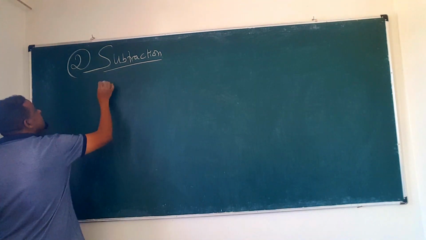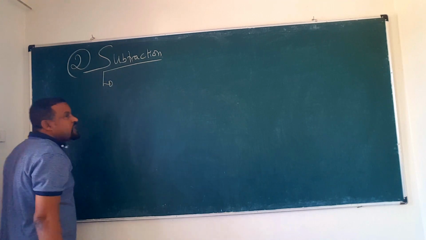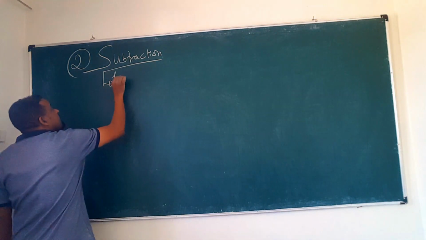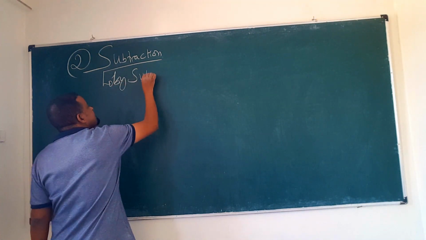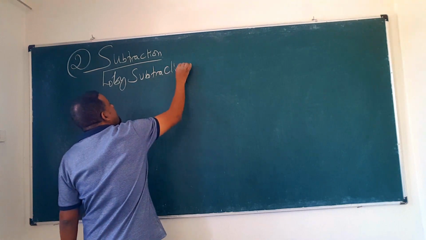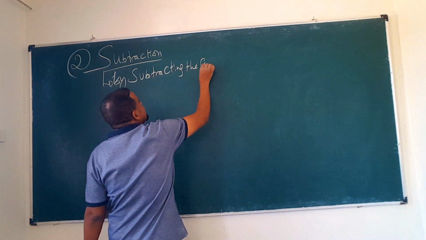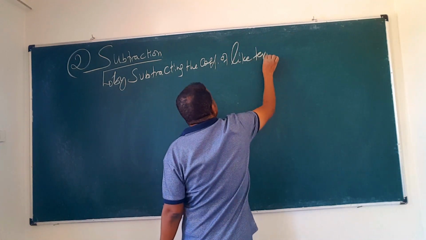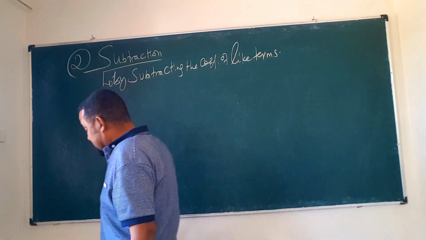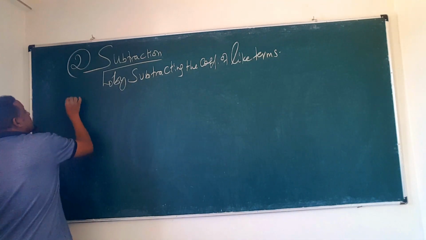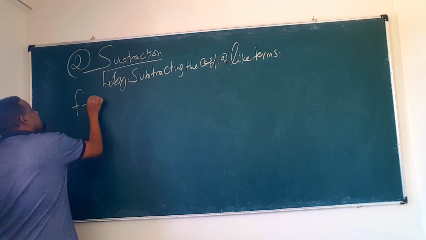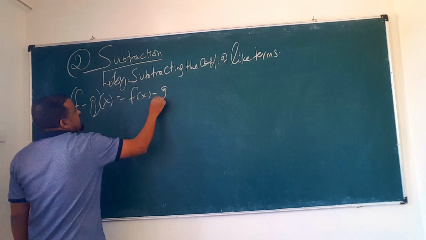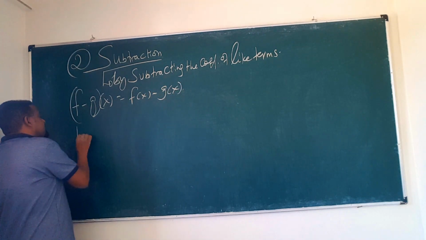In the case of subtraction, similarly, it can be obtained by subtracting the coefficients of like terms. So it can be obtained by subtracting the coefficients of what? Like terms. So if you have been given this, f minus g of x is nothing but f of x minus g of x. So let's do an example.